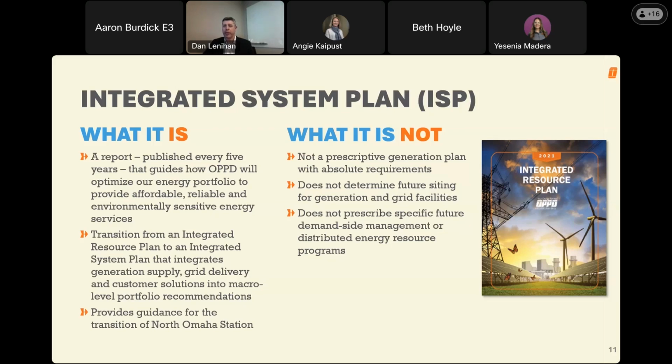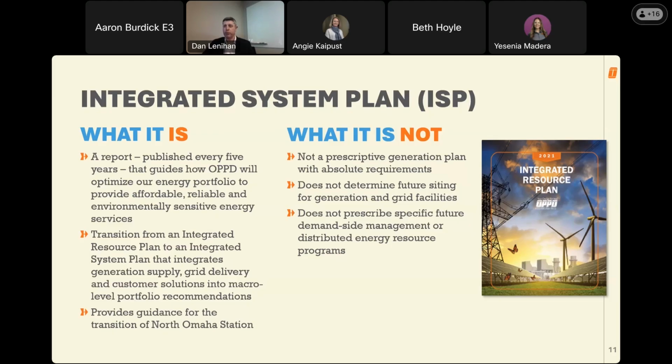But as part of this year's planning study, we're going to be adding scope to include grid delivery and customer solutions alongside our generation portfolio plans to create a more holistic plan that we're calling the Integrated System Plan, or ISP. So ultimately, this ISP is going to conclude with macro level portfolio recommendations by the end of this year that will likely include ranges of volumes for supply side and demand side technologies, along with general grid expansion areas of interest.